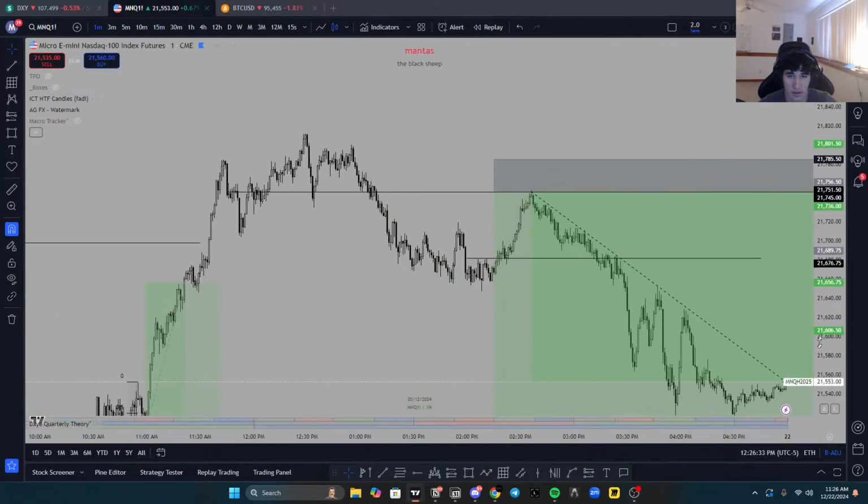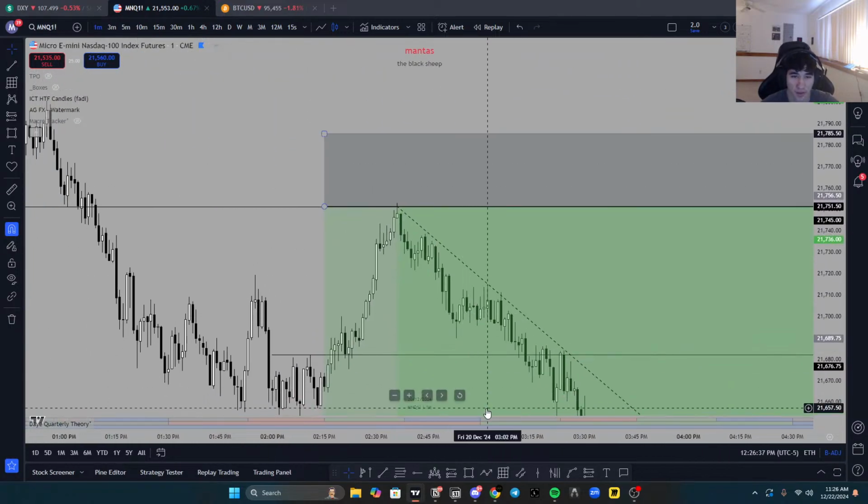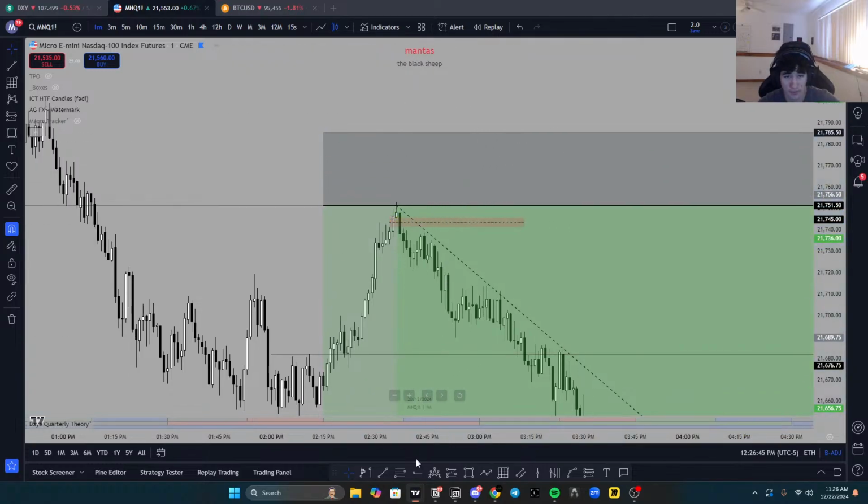I noticed you like BPRs more, right? I like BPRs. They're my favorite, yeah. Yeah, I do too. They're cool. They're very clean. Like, we have a BPR up here, but we never retrace back into it. But this is a protected high past this point because of the BPR that formed. So looking for shorts here is just obvious and clean.